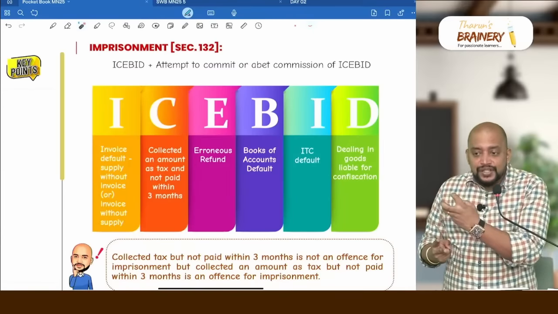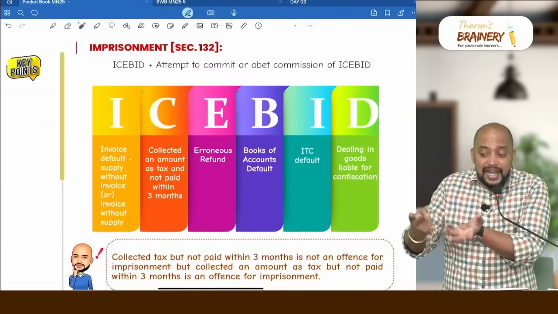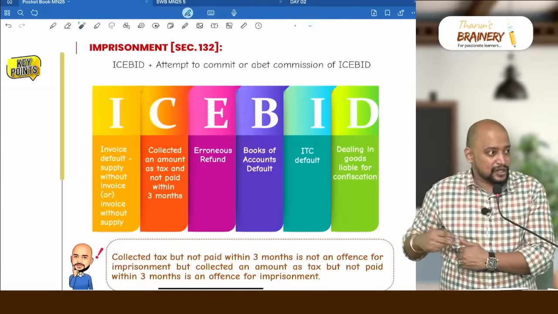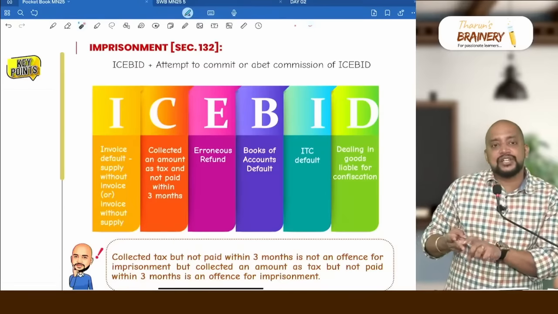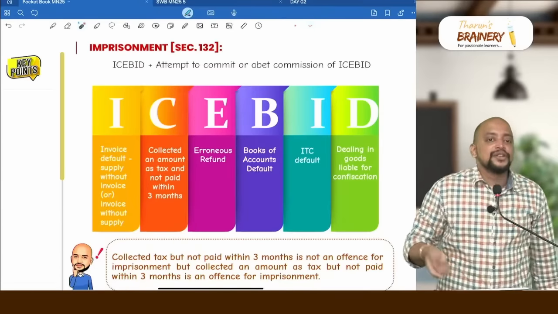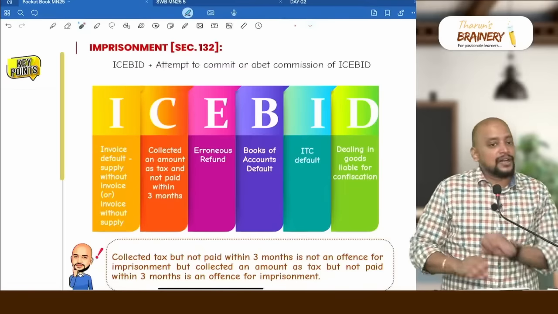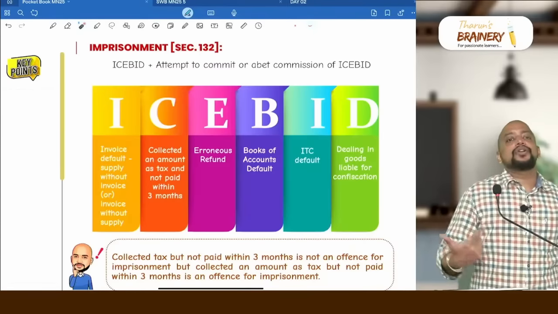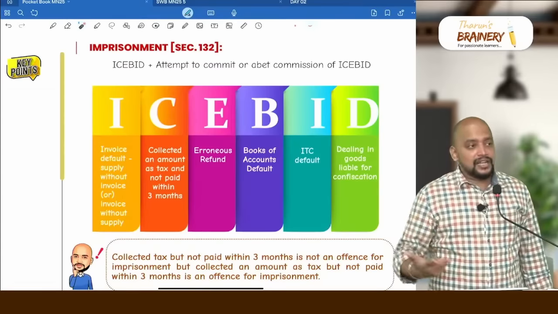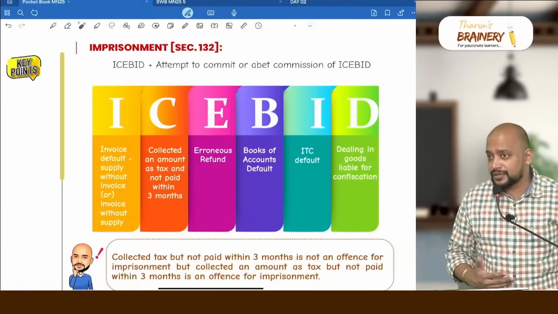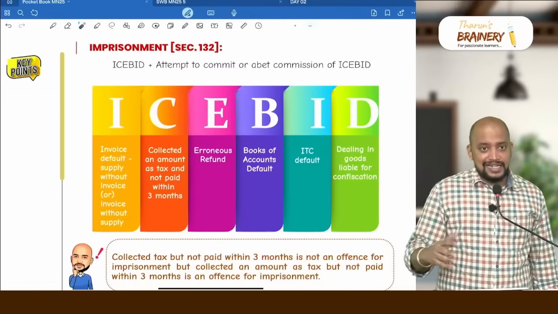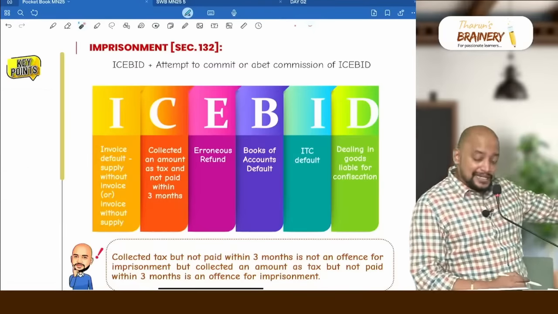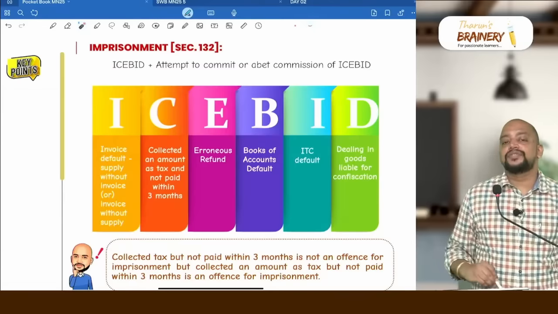In case of disposal while detention is operational, already I have seized it and therefore you disposed of, but I know the value of the goods, etc. But dealing in goods liable for confiscation is more severe because you can easily escape. So for that reason, that is only covered under imprisonment. So ICE BID, you need to remember I for invoice default, C for collected amount as tax not paid within 3 months, and E for erroneous refund, B for books of accounts default, I for ITC default, and D for dealing in goods liable for confiscation, plus attempt to commit or abetting commission of this ICE BID.